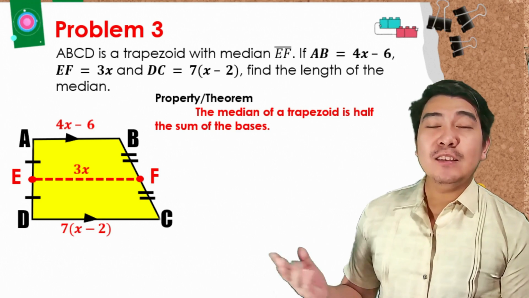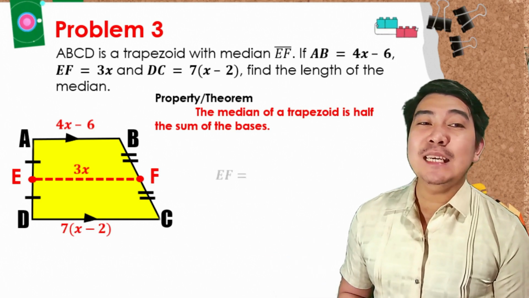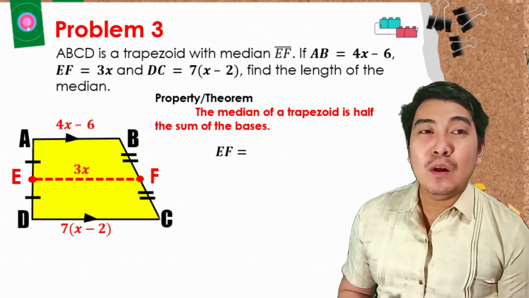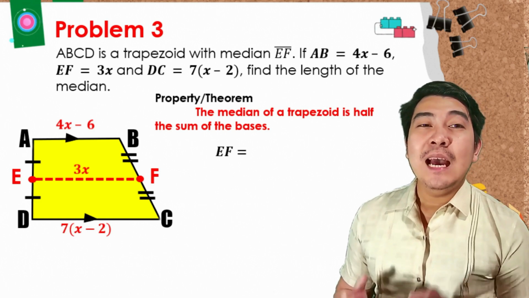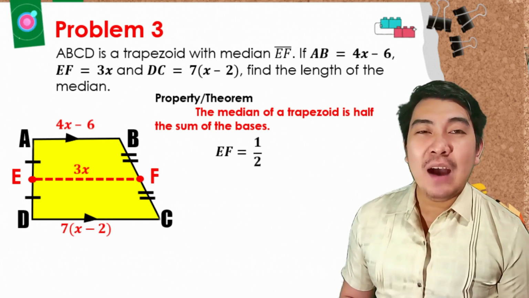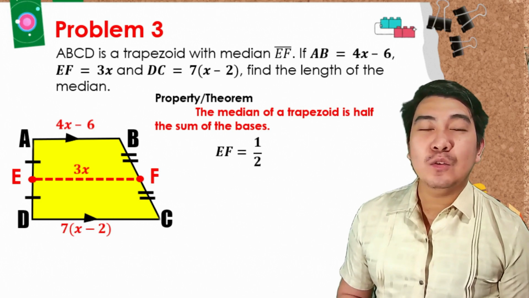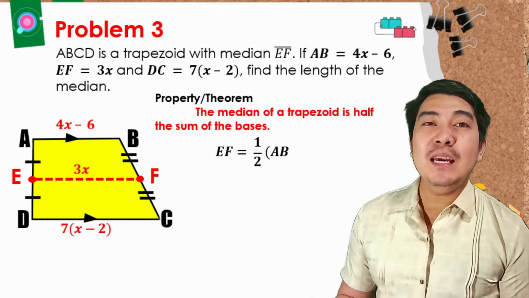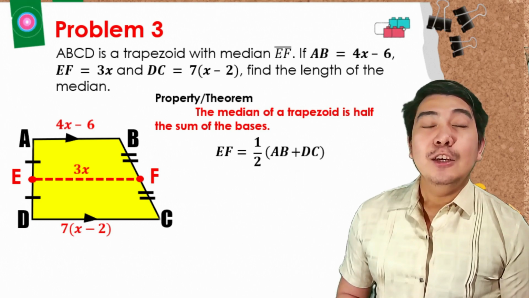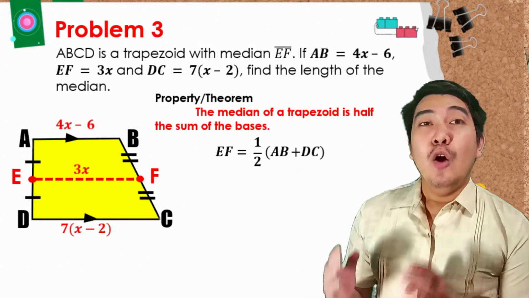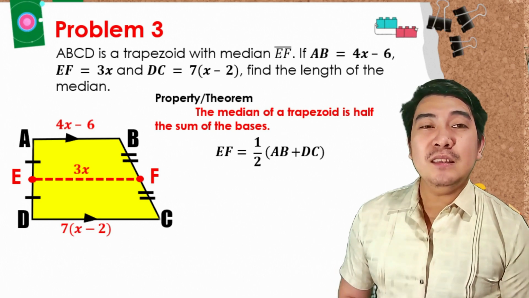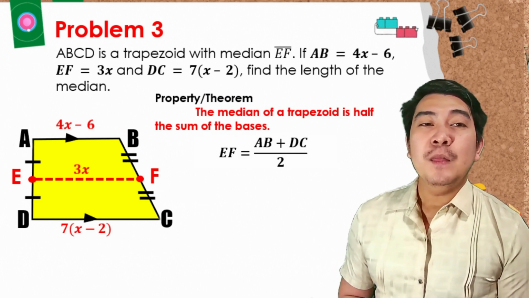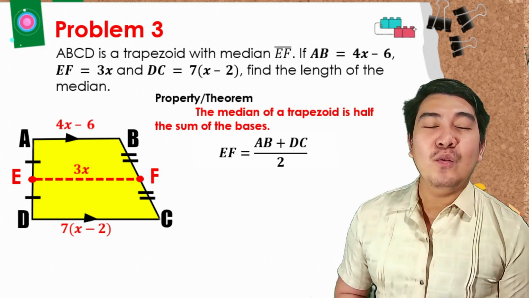In this case, the median of the given trapezoid is EF. So that will be equal to, according to the property, half, so that will be 1/2 the sum of the bases. Therefore, we need to add the measures of the bases, so that will be AB plus DC. Let us now simplify. 1/2 times AB plus DC will just be equal to AB plus DC all over 2.